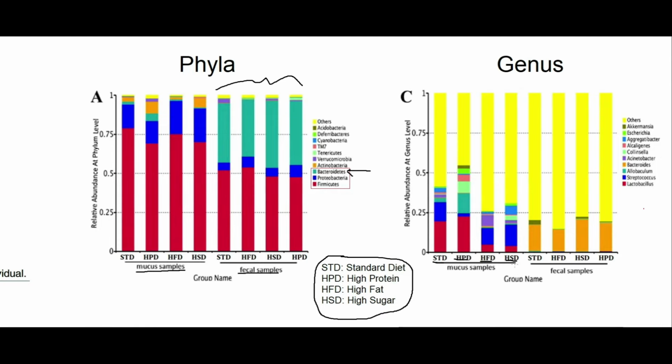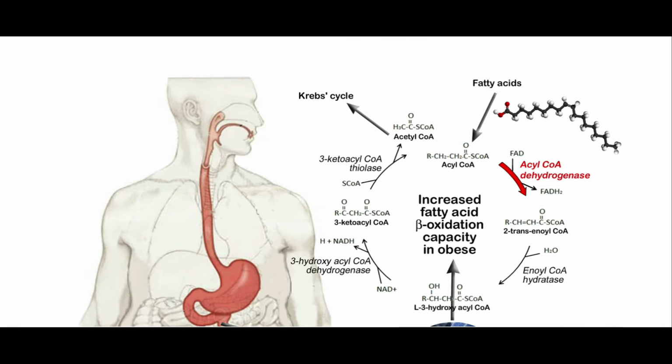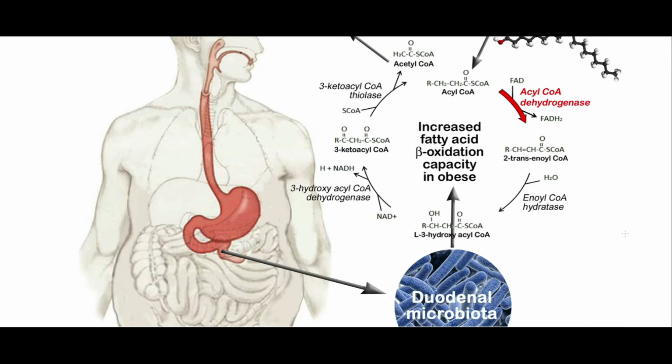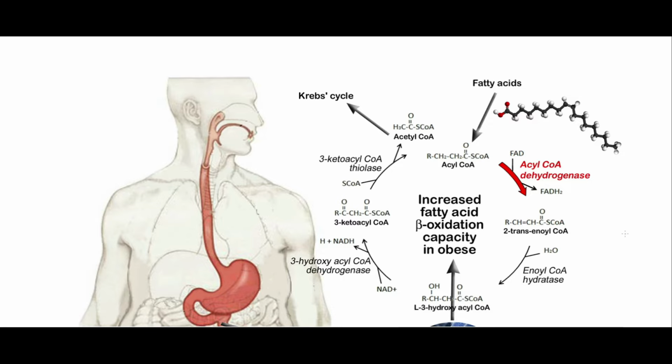All right, and down here, this is looking at fatty acid beta oxidation, which is the breakdown of fatty acids. There are more bacteria in the small intestine that can undergo this, or that have increased fatty acid beta oxidation capabilities, when you have a high fat diet. And so I'll just read off what I have here in my notes.